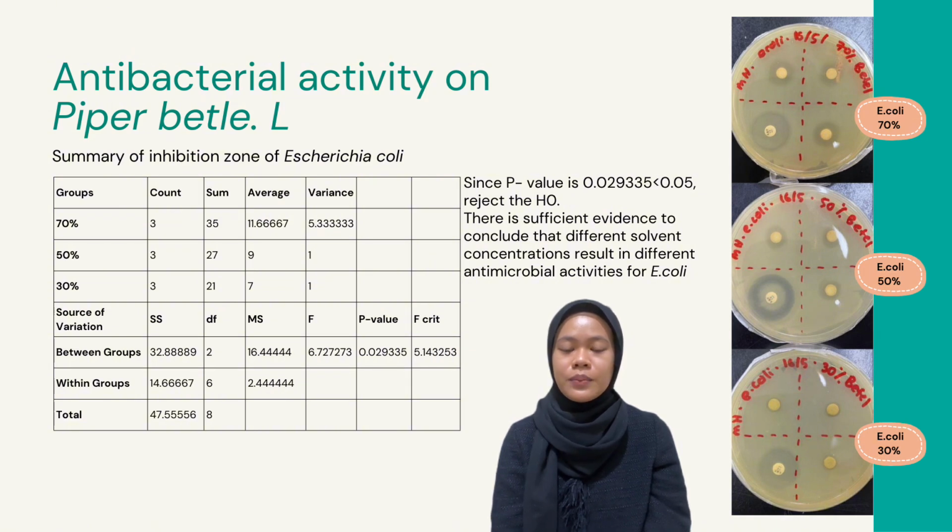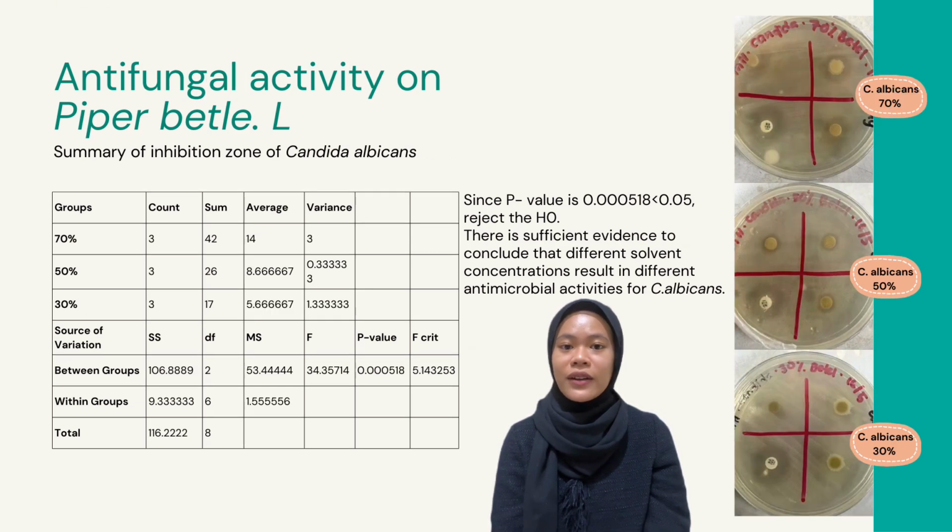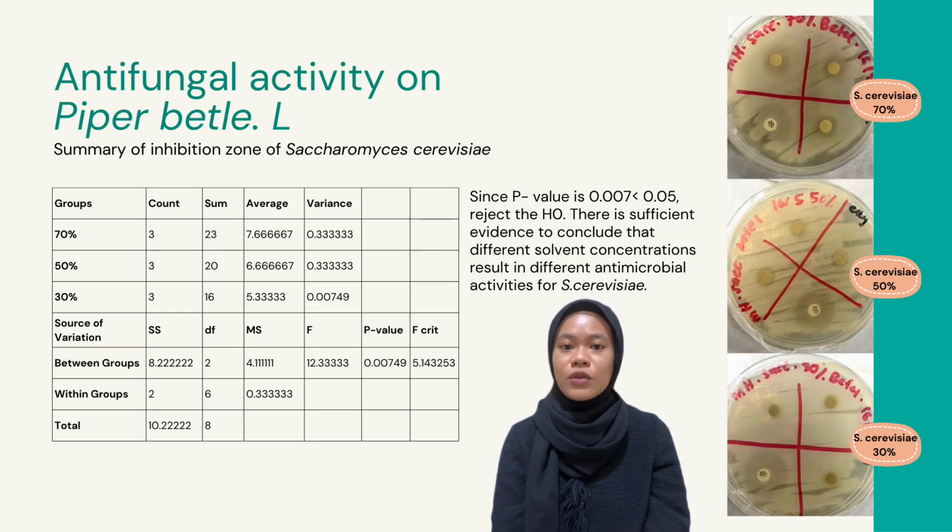For the antibacterial activity of Piper betel, in the summary of inhibition zone of E. coli, the p-value is 0.02, which is less than 0.05, and for Staphylococcus the p-value is 0.006, which is less than 0.05. For the antifungal activity of Piper betel, the p-value for Candida albicans is 0.005, less than 0.05, and the p-value for Saccharomyces is 0.007, less than 0.05. All the p-values of the microorganisms are less than 0.05. Therefore, we reject the null hypothesis. We could say that there is sufficient evidence to conclude that different solvent concentrations result in different antimicrobial activities.